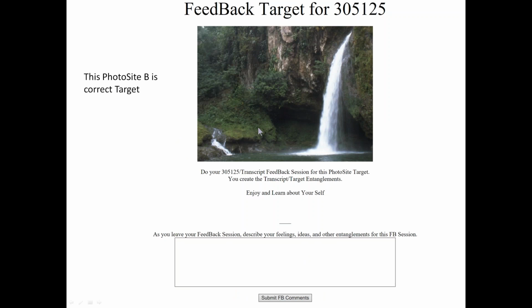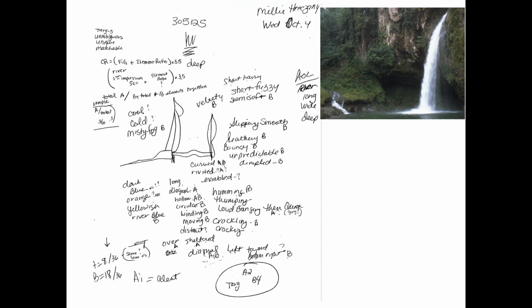So, photosite. Marty, on that last one, the river, long, wide, deep. I mean, that's what that is. That's a river. It may be a pool, but it probably is a river. It's going someplace. There's a lot of water. It's the beginning of the river, the head of the river, long, wide, and that pool's probably pretty deep. So I think that's right on.